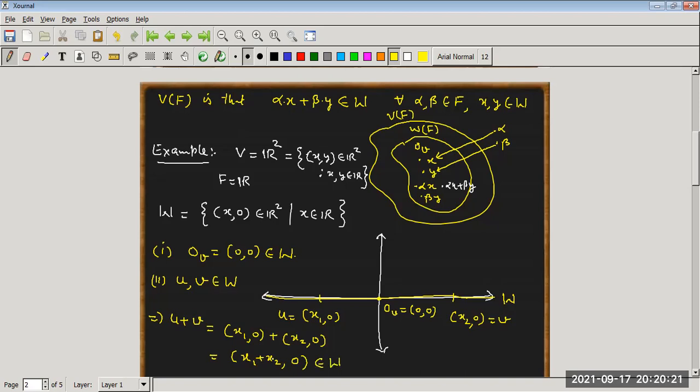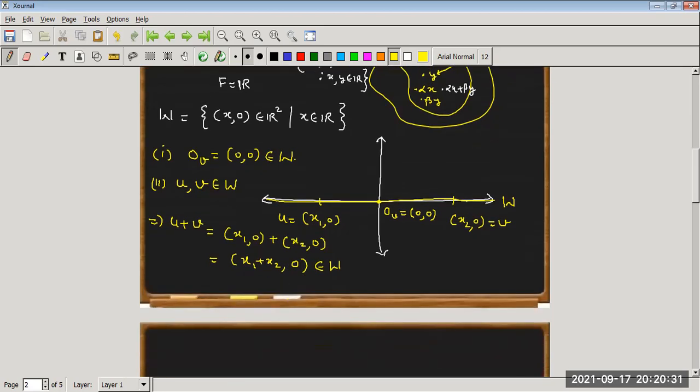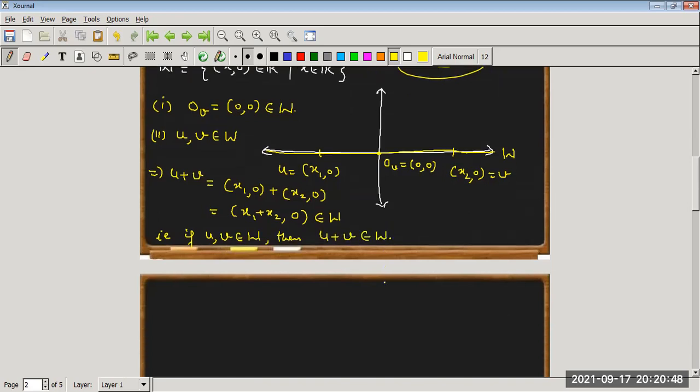Because the elements of W are those in which the second element is 0, and the first element is any real number. So this belongs to W. Now the second property we satisfy, that is, if U, V belongs to W, then U plus V also belongs to W. Now come to the third.